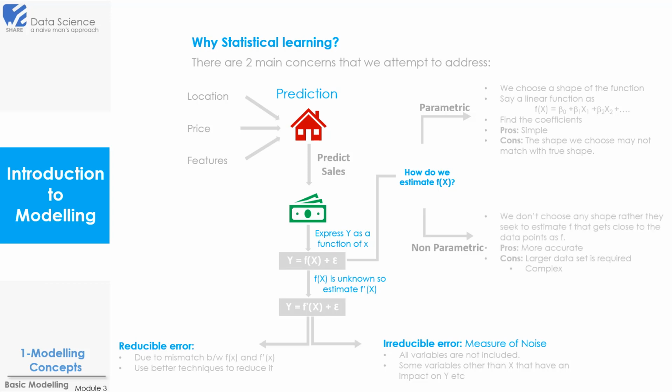In the second approach, that is non-parametric, we do not choose any shape. Rather, we attempt to find an estimated function that gets as close to the data points as the actual function. We will learn it later, but for now just understand that this is the main difference. Again, the good part of this type of approach is that it is more accurate, as it tries to mimic the actual shape instead of assuming anything. But the drawback is that we would need a larger dataset and it is a complex approach.